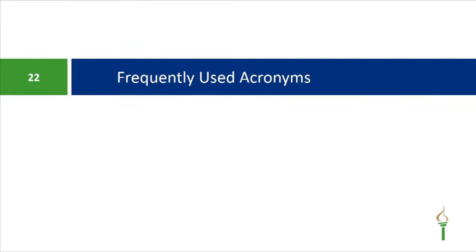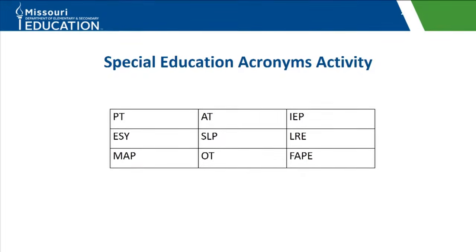At this point in the webinar, we will now walk through some of the most frequently used acronyms that may be used in your classrooms and discussions. Take a few minutes to think about the special education acronyms and words that go with them. If you are doing this webinar with others, discuss among yourselves and gather answers and ideas on what the acronyms might mean. Pause the webinar now for this activity. Once you have completed this activity, resume the webinar.